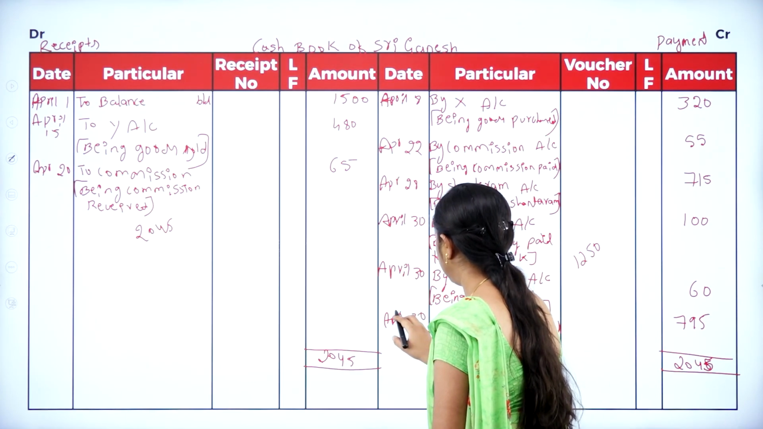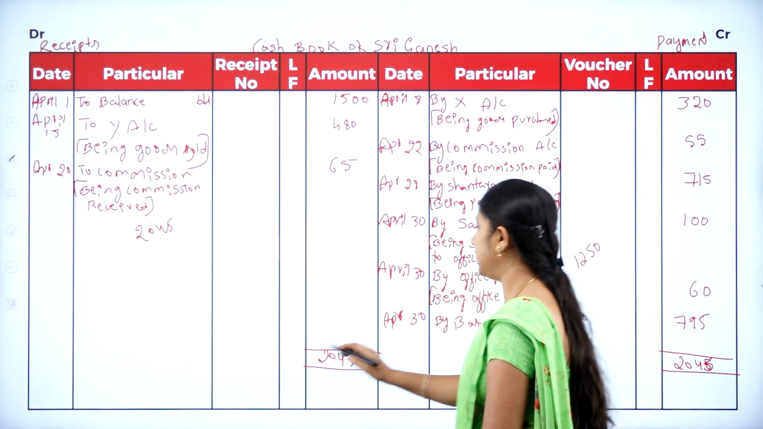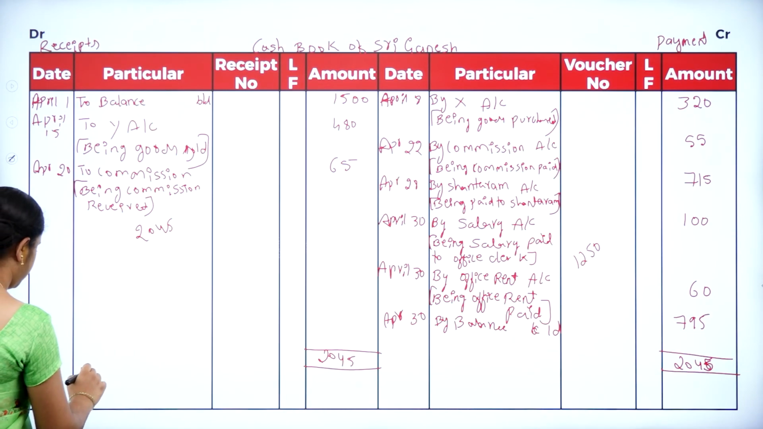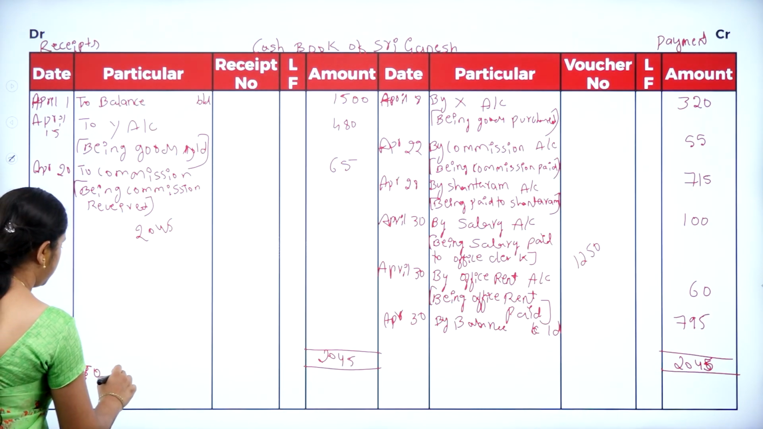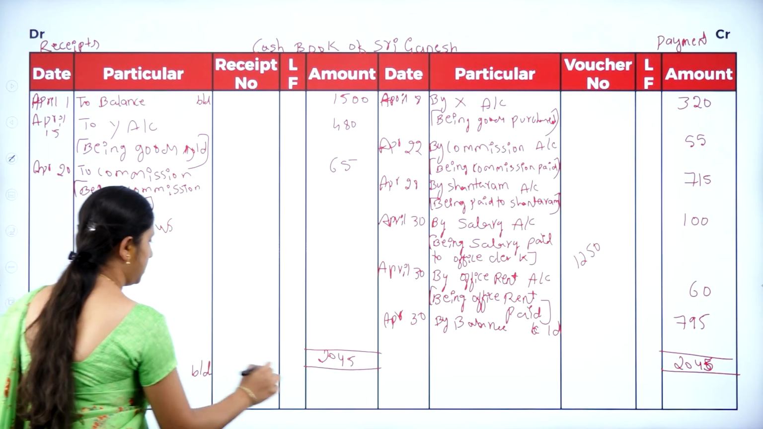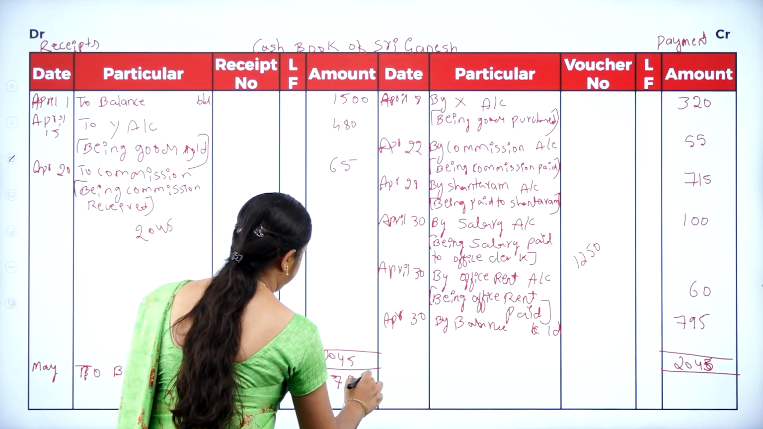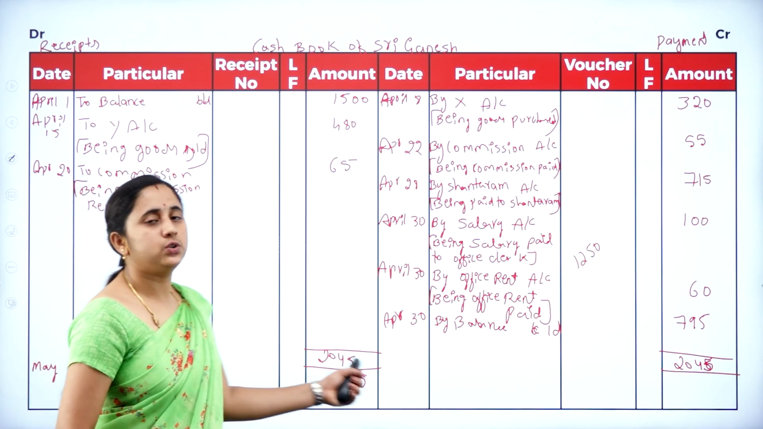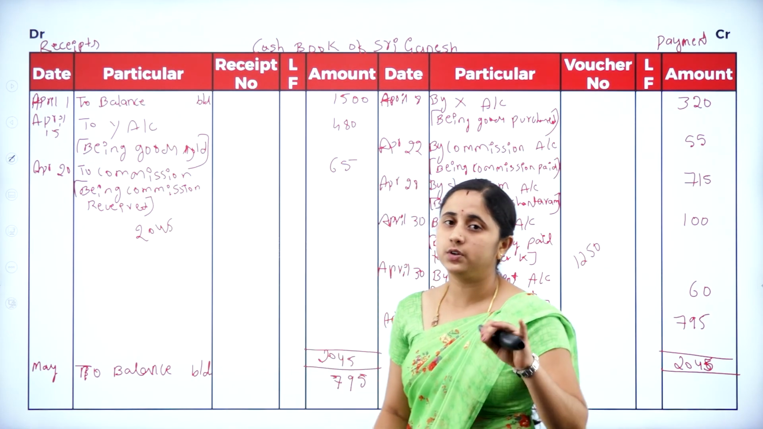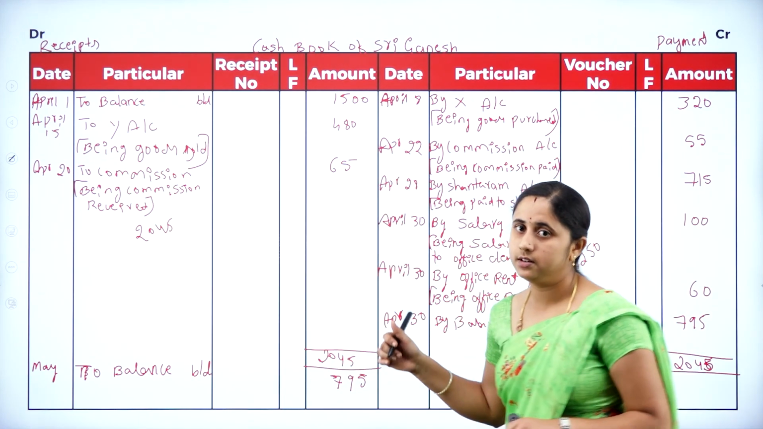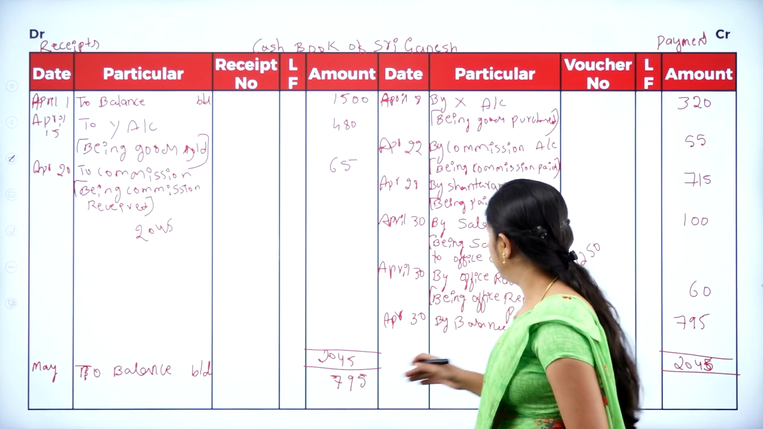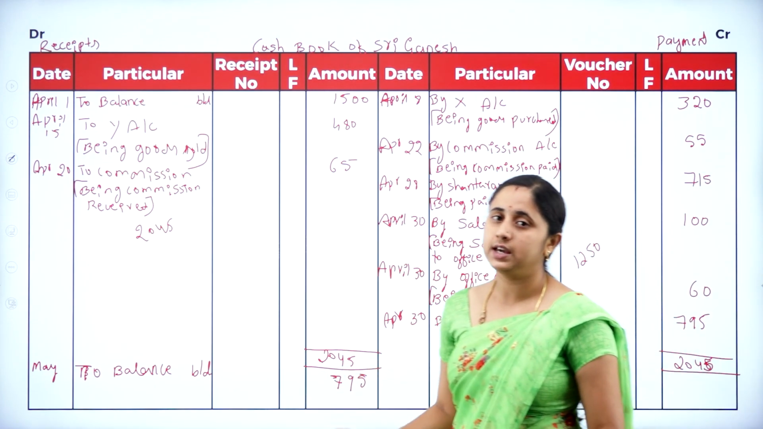April 30th. Then it should be brought down for the next month. To balance brought down 795. Same like ledger, you need to carry down and bring down the difference. So find the difference between the debit and credit. Which side will you get less? Write the difference amount on the credit side as by balance carry down rupees 795. That should be brought down for the next month.